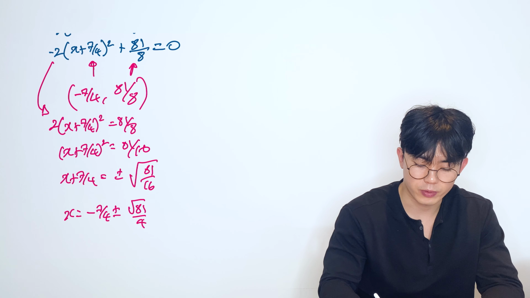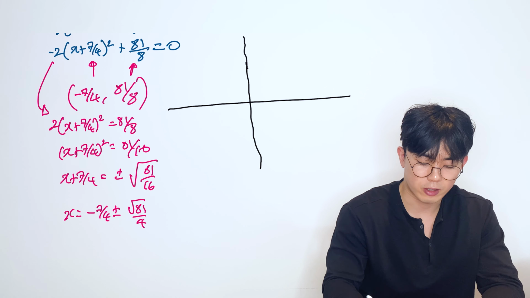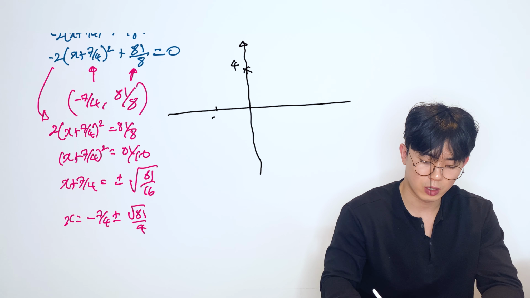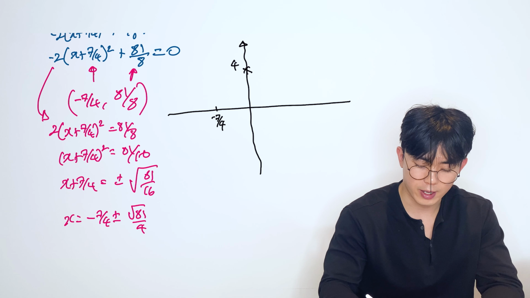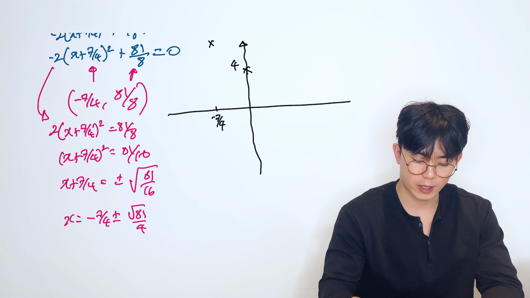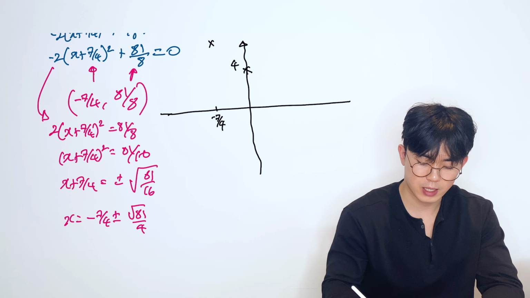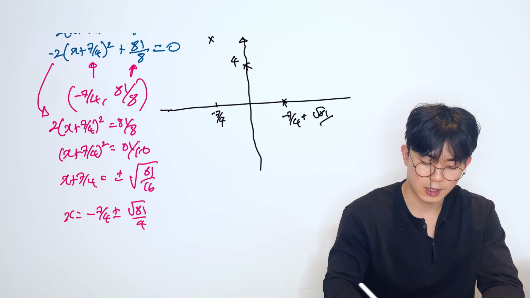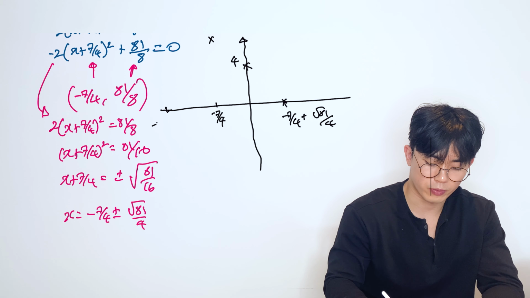And now it's just a matter of sketching it. So we draw the axes here. It crosses the y-axis at 0, 4. The turning point is minus 7 over 4 and then 81 over 8, so roughly like here. And then it's going to cross at minus 7 over 4 plus root 81 over 4, and here, which would be minus 7 over 4 minus root 81 over 4.